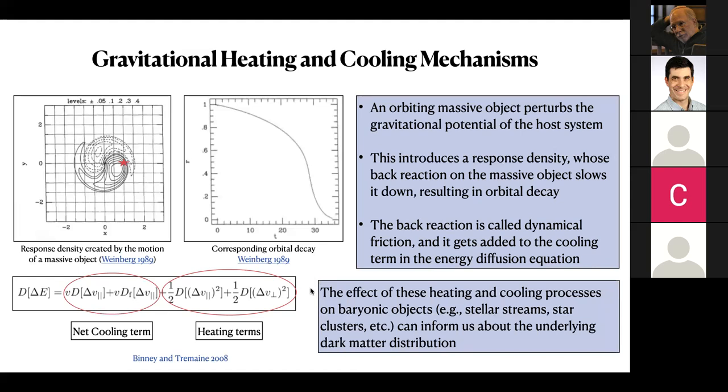Basically these heating and cooling processes can inform us about the underlying matter distribution. That is because, as I said, the diffusion coefficients depend on the properties of the background distribution that is causing these heating and cooling processes. Okay. So now I'll go back to fuzzy dark matter.